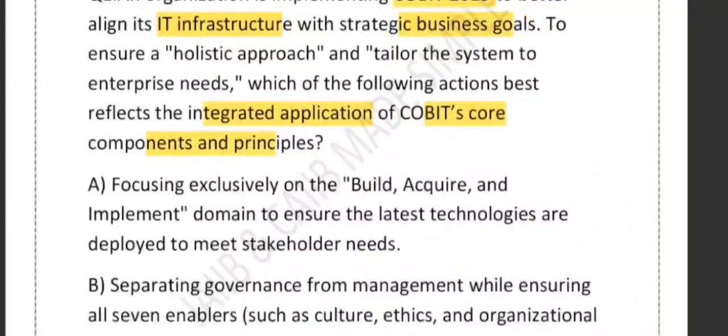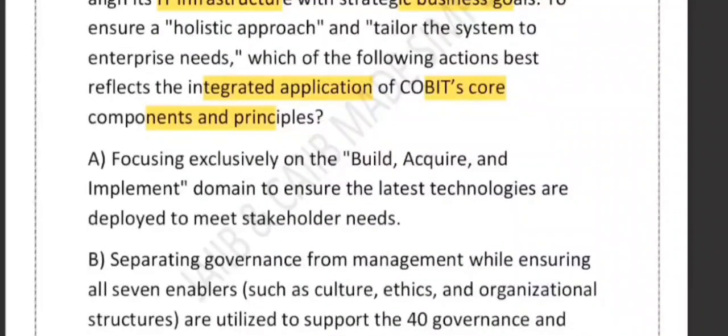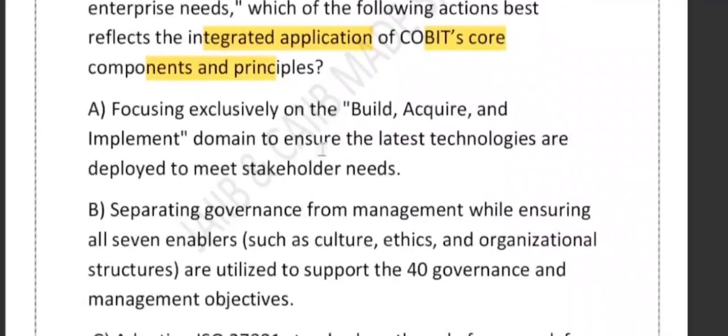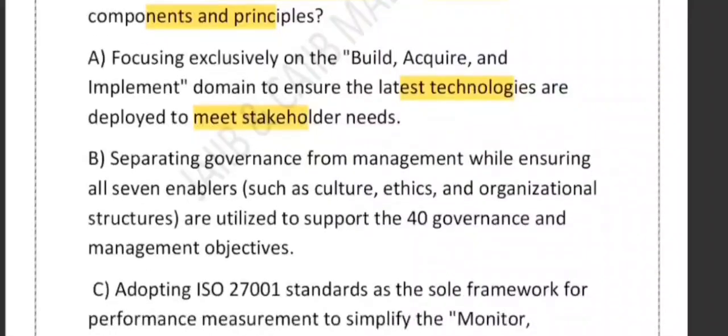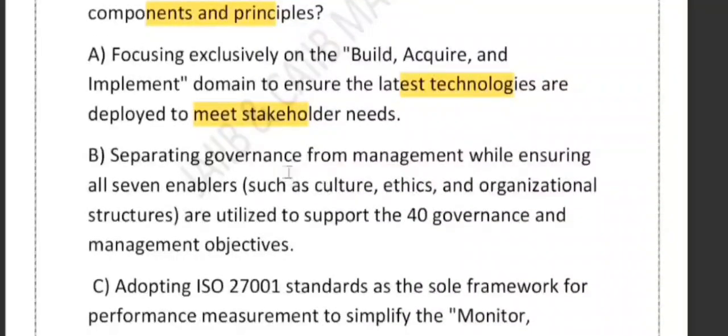Option A says the organization should focus exclusively on the build, acquire and implement domain to ensure the latest technology is deployed to meet stakeholder needs. Option B says to separate governance from management and use all the 7 enablers. There are 7 enablers like culture, ethics, organization structure. So it will enable all of them.